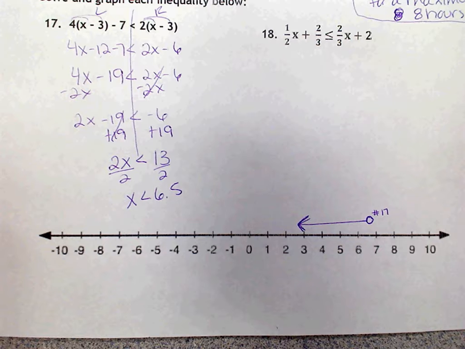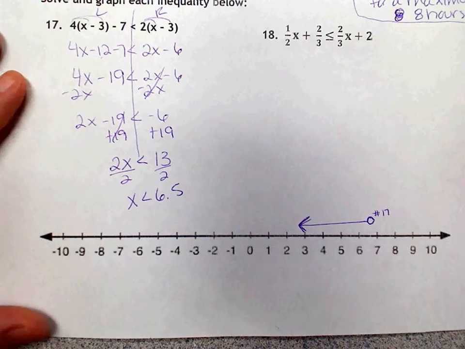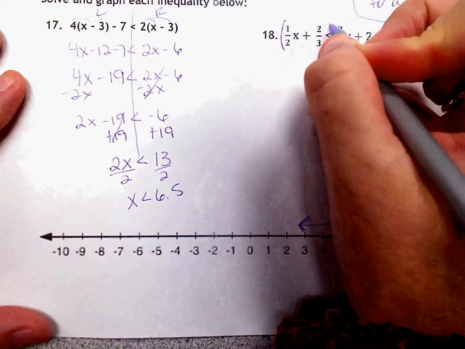Remember that we're going to have to multiply both sides by a multiple of those two numbers, and the easiest way to do that is just to multiply the different denominators together. So you have a 2 and a 3, and you multiply that together, you get 6. So we're going to multiply both sides by 6.